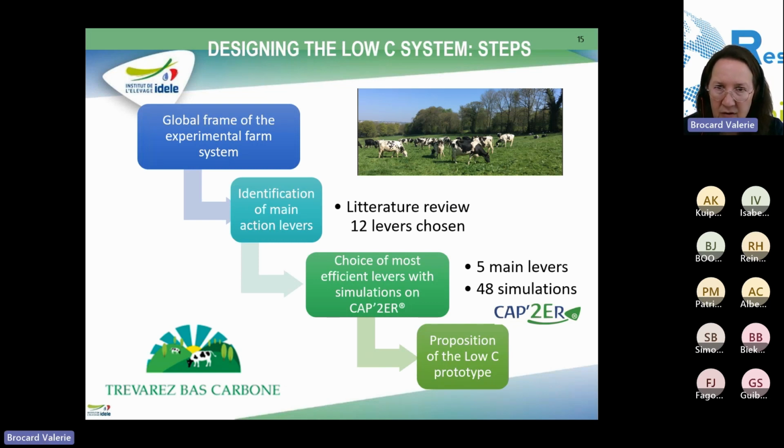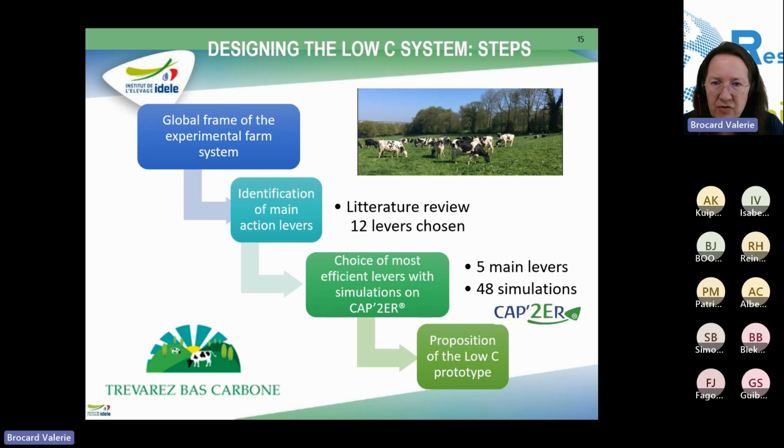To implement these low carbon systems, we implemented several steps. The first one was to define the global frame of the experimental farm system. Like all the farms, we have some constraints and restraints related to the type of cows we have, the land we have, the grazable area we have, the background, the climate, the soil. So we had to set up the global frame of our next production system.